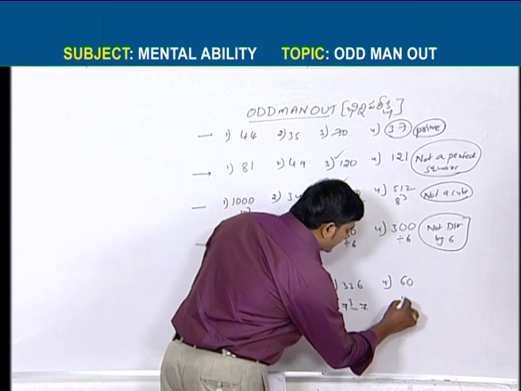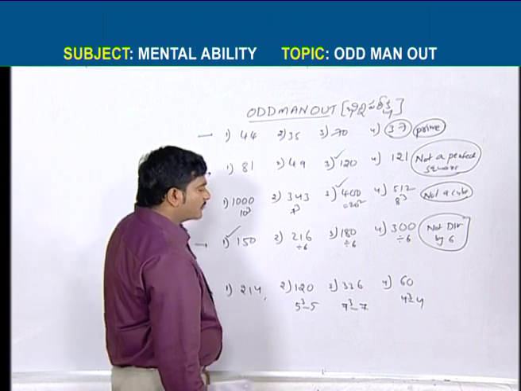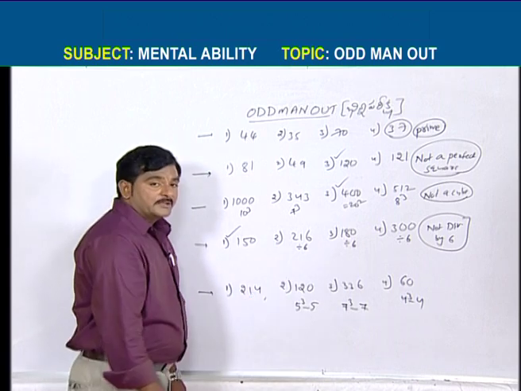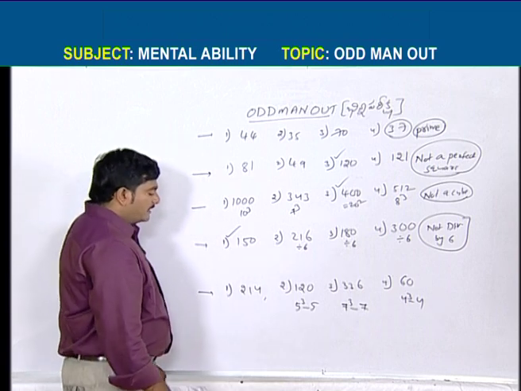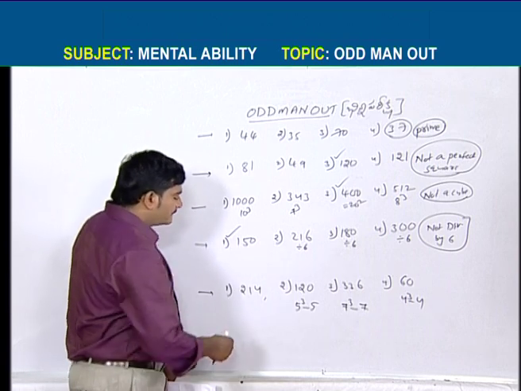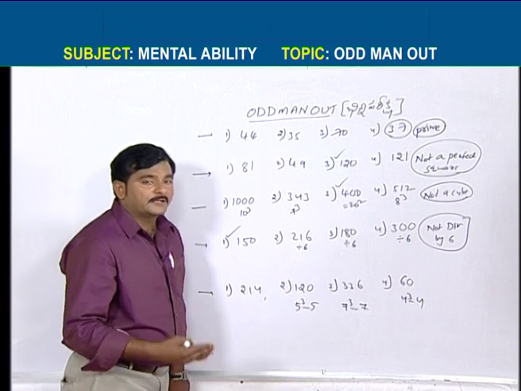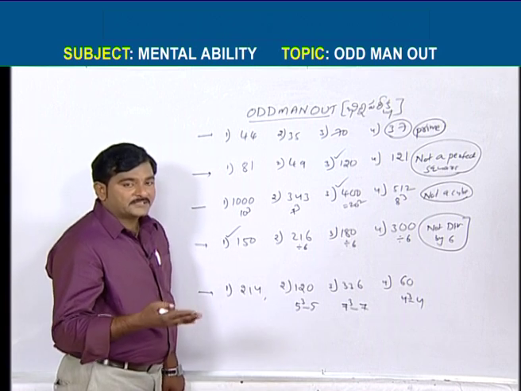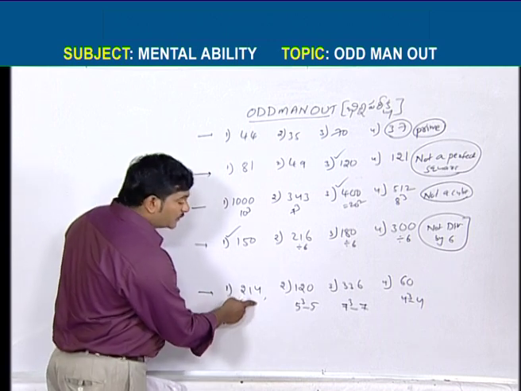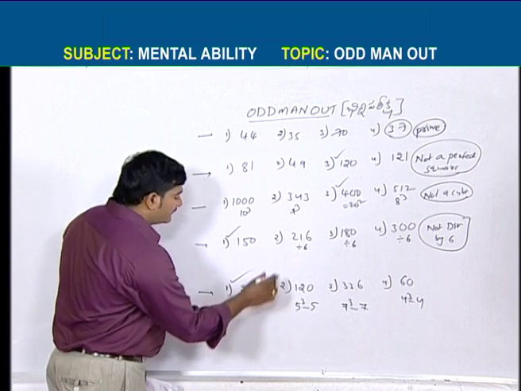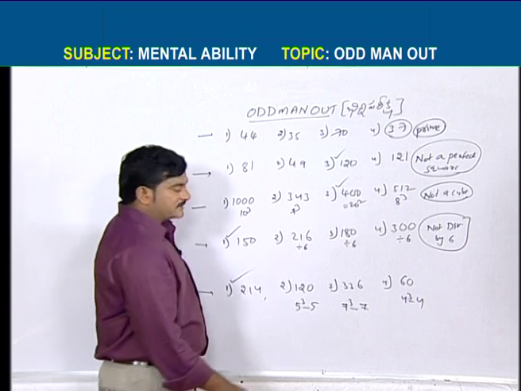So it is very clear: 4 cube minus 4. 4 cube means 64, 64 minus 4 means 60. What about the first option, 214? It is near to 216, which is 6 cube. But is it 6 cube minus 6? 6 cube is 216, minus 6 means 210. But is it 214? No. That's why it is the different number here; all the remaining are the n cube minus n concept.